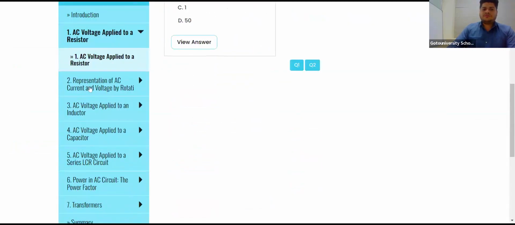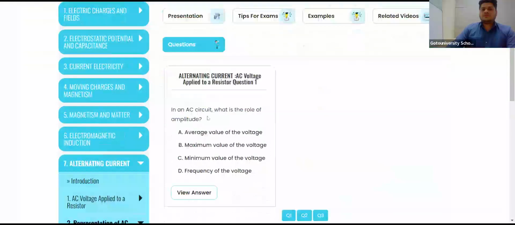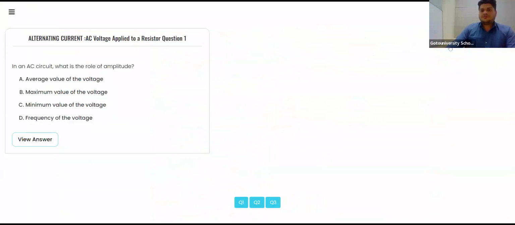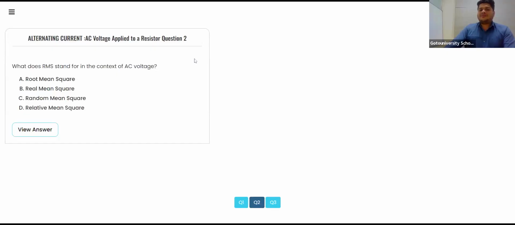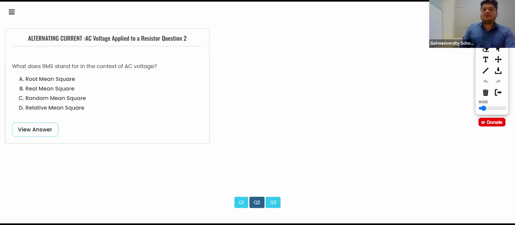Next. The next one is: in an AC circuit, what is the role of amplitude? Amplitude means what? Amplitude means maximum value, not average, not minimum, not frequency. It will show the maximum value. The word amplitude itself shows the maximum value, the peak value. What does RMS stand for? I think I don't have to give you the options. What is the meaning of RMS? Random mean square? No, it is root mean square. Option A.